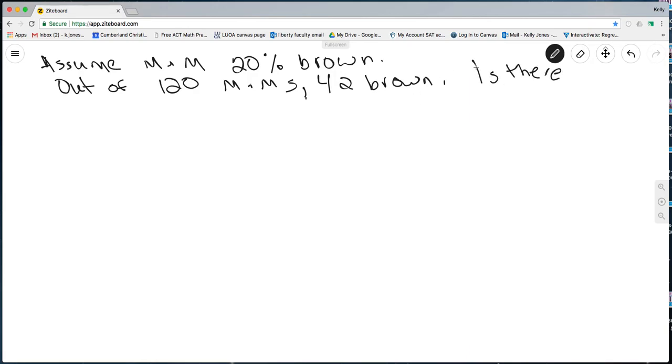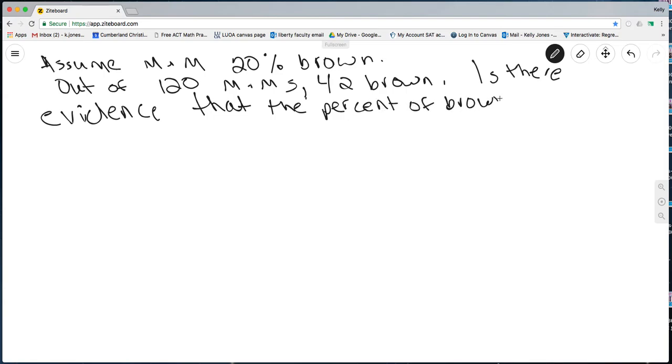Is there evidence that the percent of brown M&Ms has increased? I wouldn't ask it any other way. And I'm going to ask you to do the 4 steps for the significance test.